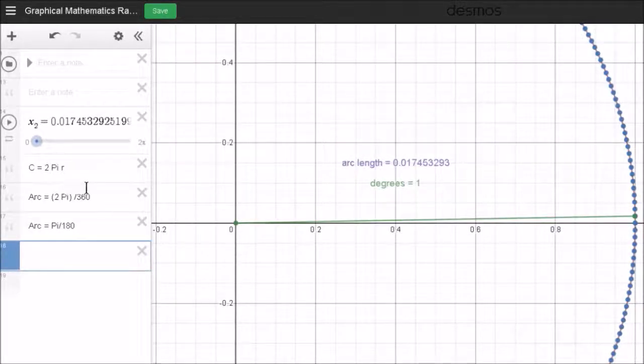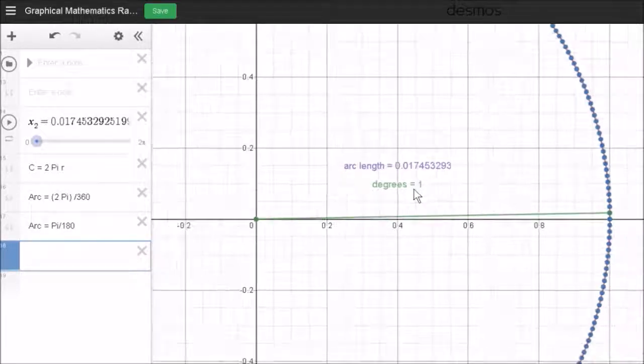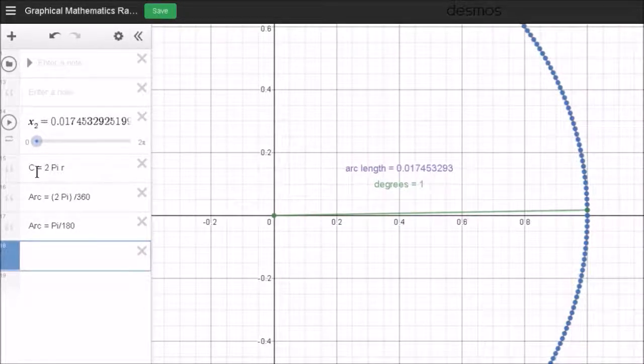So if we wanted to work out the arc length whenever we're working in degrees, then we know that the circumference is going to be 2 pi and r is a value of 1, so we could just say the circumference is 2 pi. So therefore the arc length is just going to be a fraction of the full circumference. So in this case here we're splitting it into 360th parts. So the arc length then is going to be 2 pi divided by 360. Or equivalently, you could say that's the same as pi upon 180.